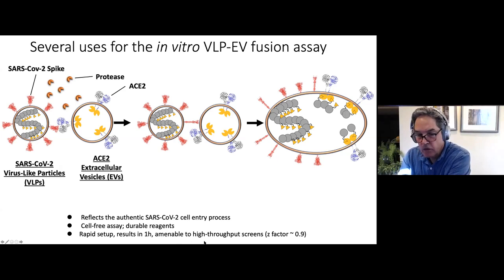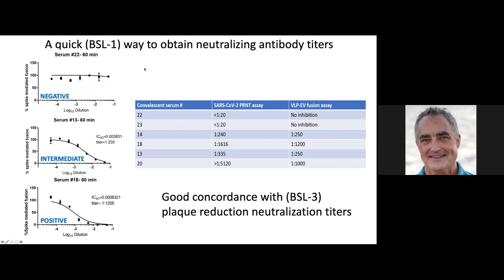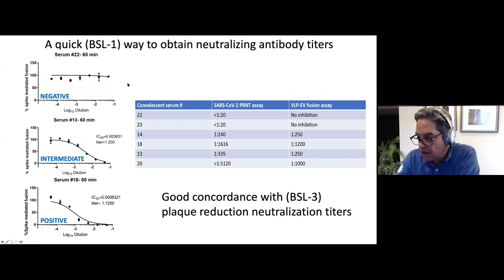It's amenable to high throughput screens. We use multi-well plates, of course, and we get Z factors of around 0.9 for this assay. So there's really excellent signal to background in these assays. And so the assay can measure neutralizing antibodies very, very readily.